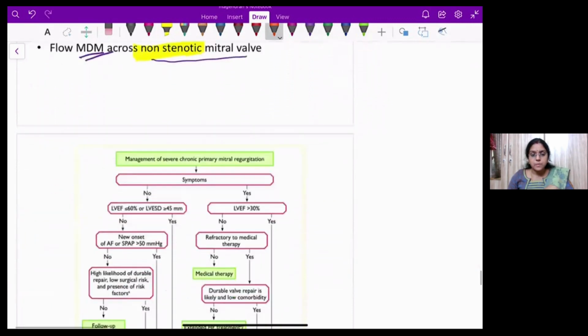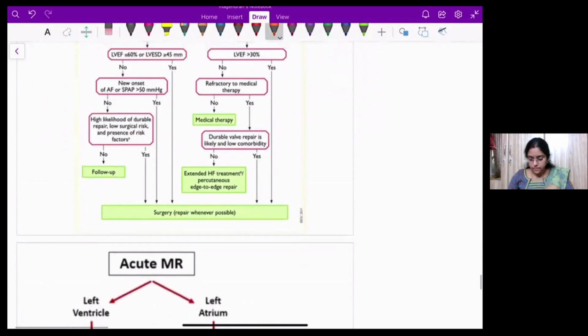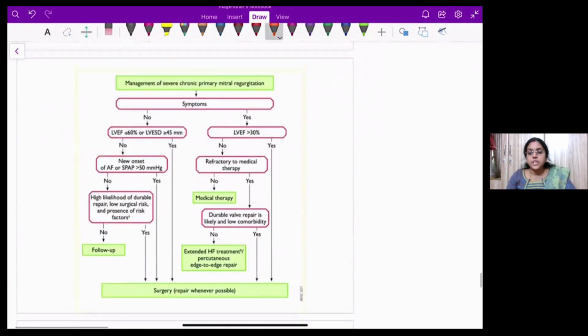So how will you manage these patients with chronic mitral regurgitation? Basically they have a right ventricular failure, they have a left ventricular failure. Sometimes the valve apparatus is very, very poor, so you have to replace it.